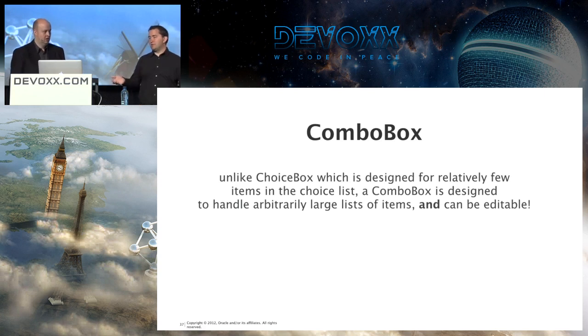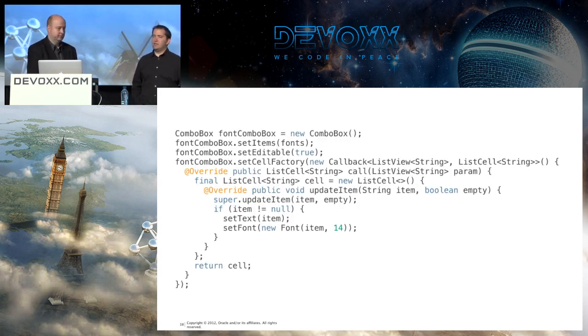So choice box was the first thing that we did because we use a lot of Macs. But obviously from the Windows side, almost everything's a combo box. So anyway, we've got a combo box now. It can be editable or non-editable, and obviously combo box is designed to handle arbitrarily long lists. It's just a classic text field and list view combination.